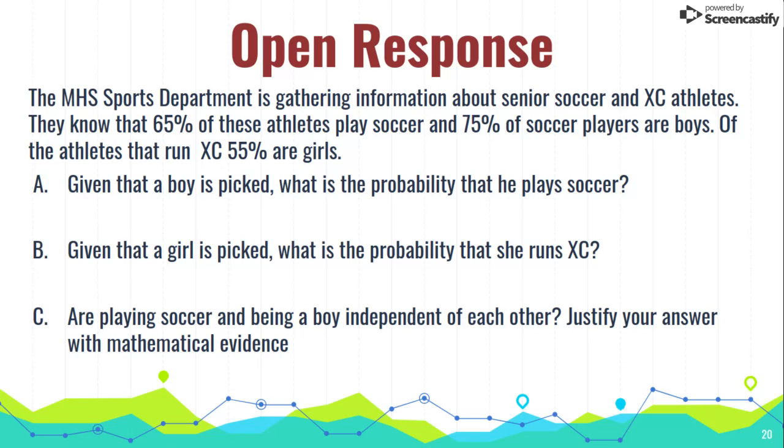First part is, given that a boy is picked, what is the probability that he plays soccer? Part B is, given that a girl is picked, what is the probability that she runs cross-country? These two are similar, and the last one's about independence. Are playing soccer and being a boy independent of each other? Justify your answer with mathematical evidence.